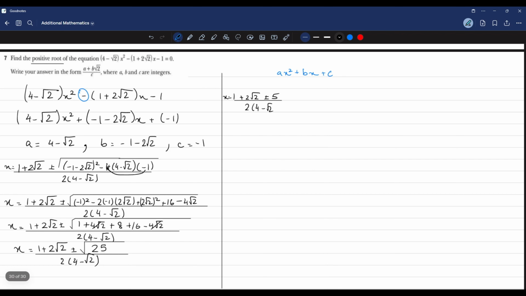And before I go forward, I would just like to say one thing, and that's we won't take this negative 5. And why is that? Well, in the question, they have told us to take a positive root.